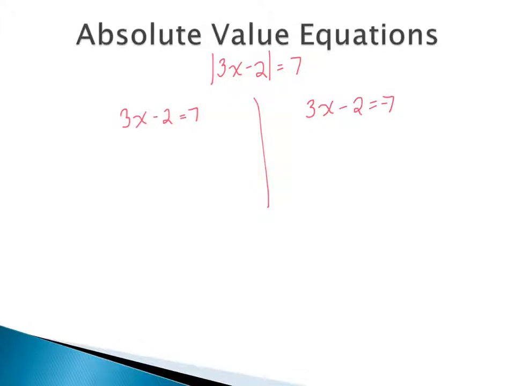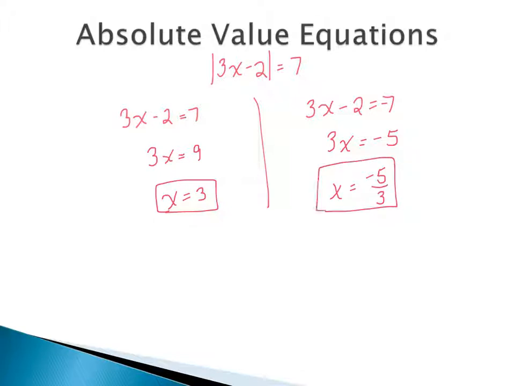At this point, we just want to solve both equations for x. On the left-hand side, 3x minus 2 equals 7. Moving the 2 over, we have 3x equals 9. When we divide out the 3, we have x equals 3. On the right-hand side, we have 3x minus 2 equal to a negative 7. Moving the 2 over, 3x equals negative 5. Dividing both sides by 3, we're left with x equals negative 5/3.